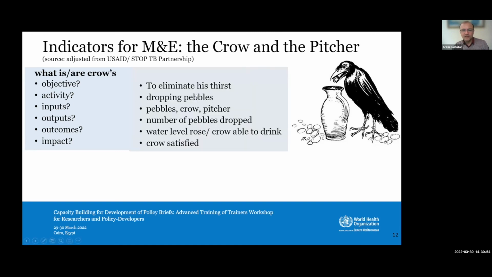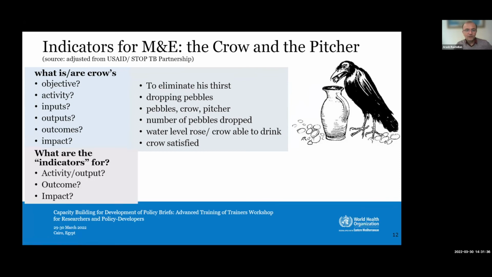So, the summary of responses, exactly as you colleagues have mentioned: objective, to eliminate thirst; activity, dropping pebbles. Inputs are pebbles, but also the crow himself and the pitcher, because you need those, although you may not need to measure them. Zahra, many thanks for your responses. Output, number of pebbles dropped, which can be easily counted, I assume. Outcomes, water level rising, or the crow being able to drink, and impact being satisfied with the water, perhaps. Yes, many thanks, Shahzad. I think that's well written for the first question.